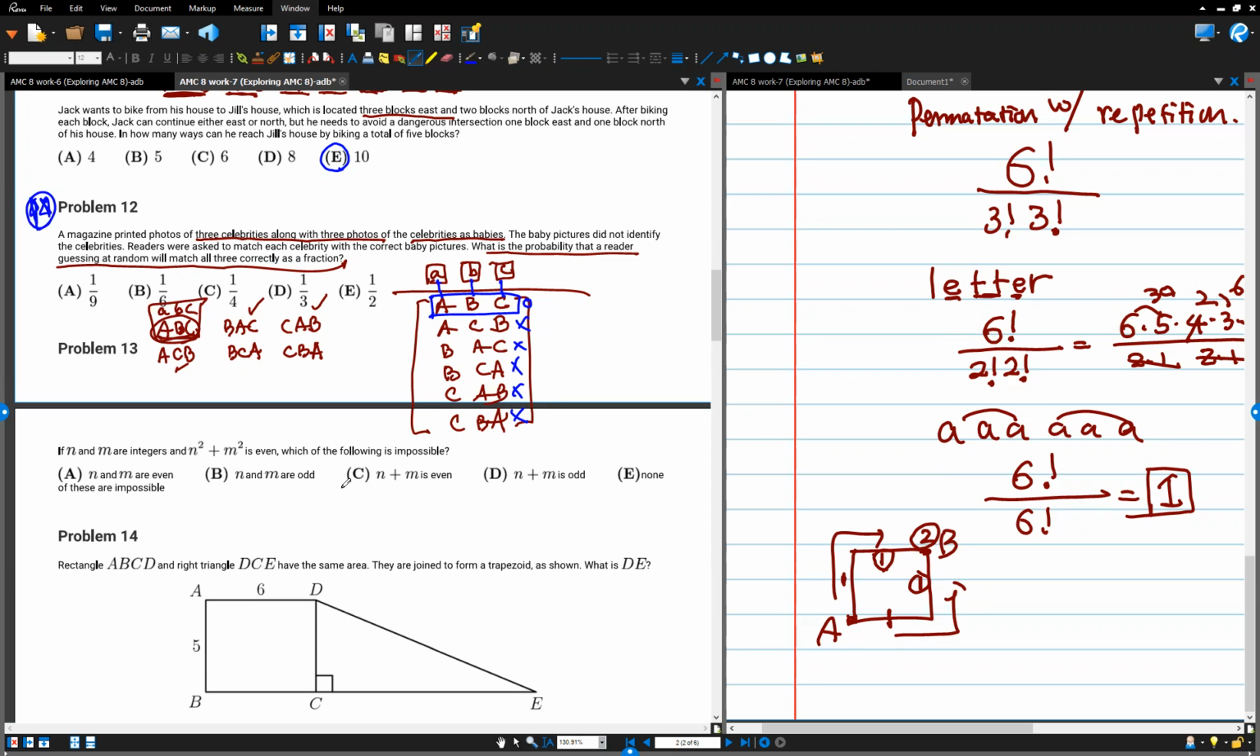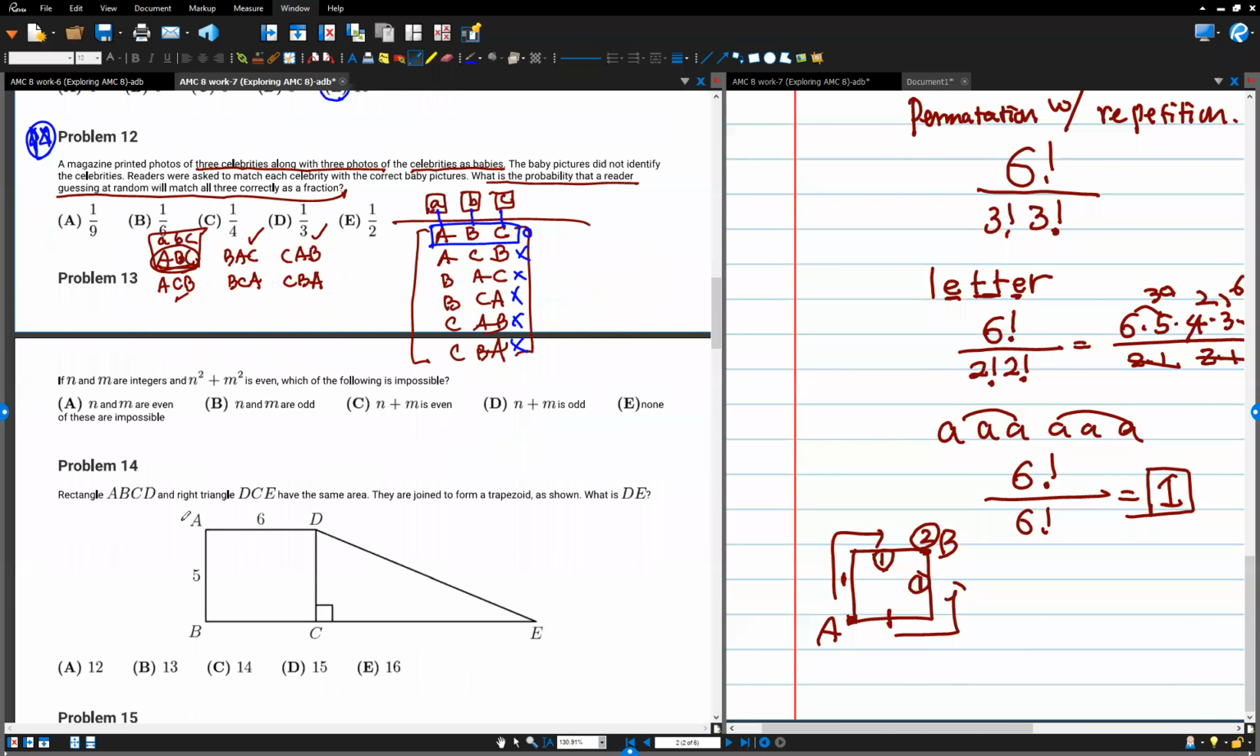Number 17. N and M are integers. The N squared plus M squared is even. Which of the following is impossible? N squared plus M squared is even. How can you get even?